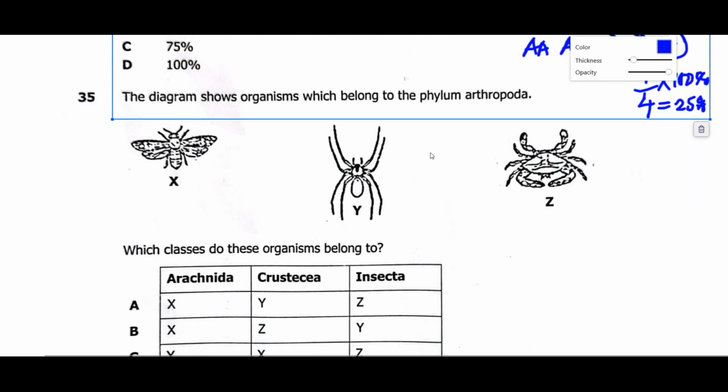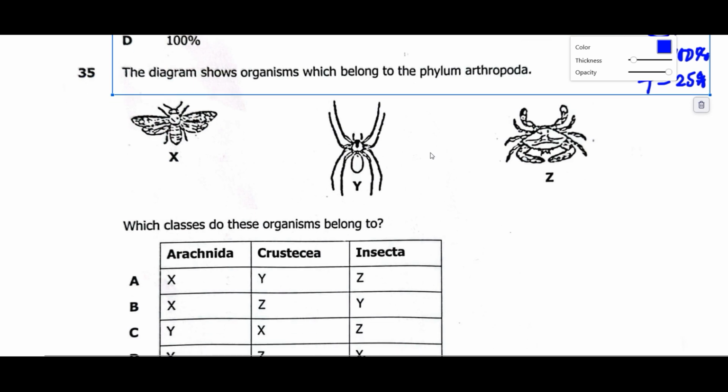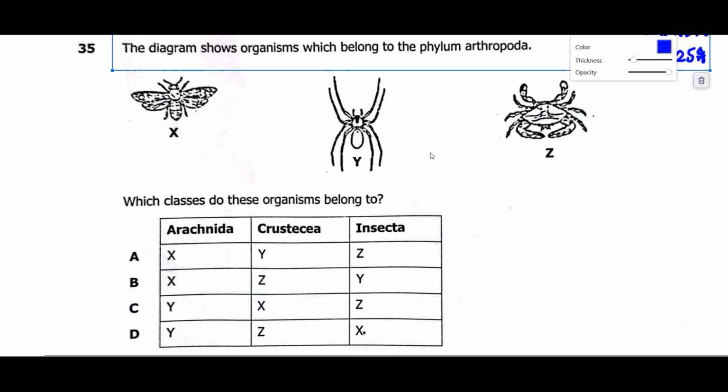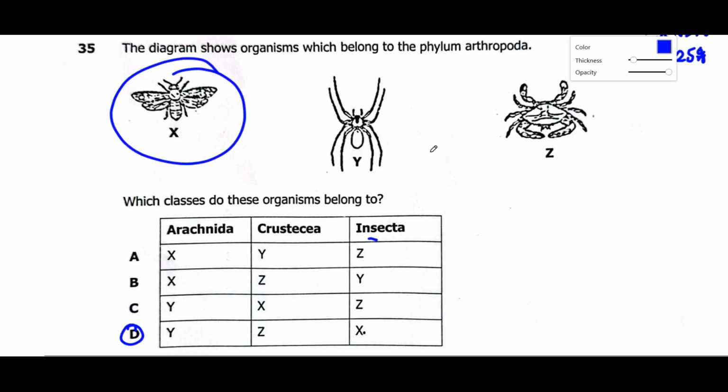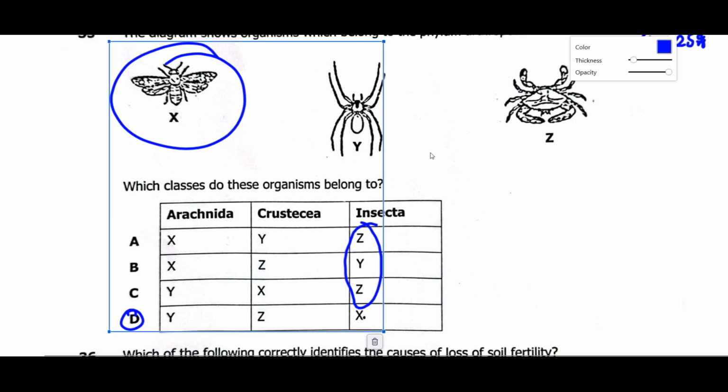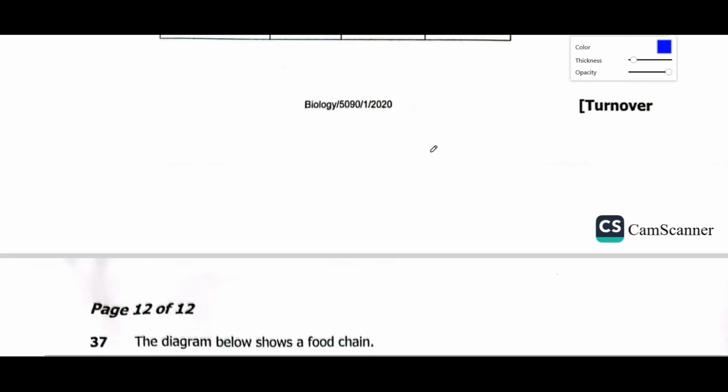Then we have, the diagram shows the organisms which belong to the phylum Arthropoda. Right? So which class do these organisms belong to? So X is an insect. So X is Insecta. So the answer is just D. You can use one organism to give you the answer, as long as we can see it. So it's Insecta. Move on to question 36.